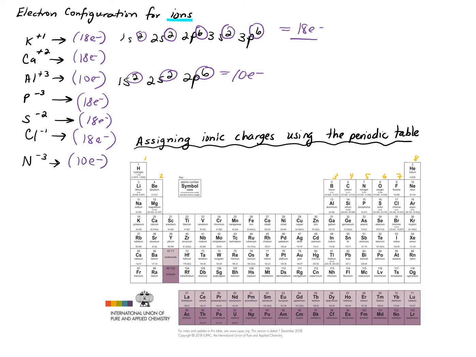1s2, 2s2, 2p6. Now, if we check the periodic table with all of these ions that we have, we can actually see a pattern, and we can actually kind of predict the charges for different ions looking at the periodic table. You see, for all of them, we have 18 or 10 electrons, including sodium in the previous examples. And so for sodium, we have a charge of +1.